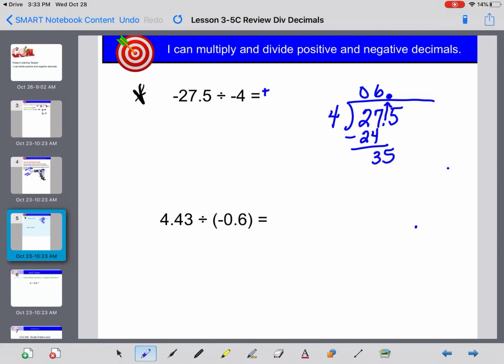Does 4 go into 35? You bet. 4 goes into 35 8 times. 8 times 4 is 32. Subtract, I get 3. I'm going to bring down the 0. Does 4 go into 30? 7 times. I get 28. I subtract, and I get 2. I add a 0. Bring that 0 down.